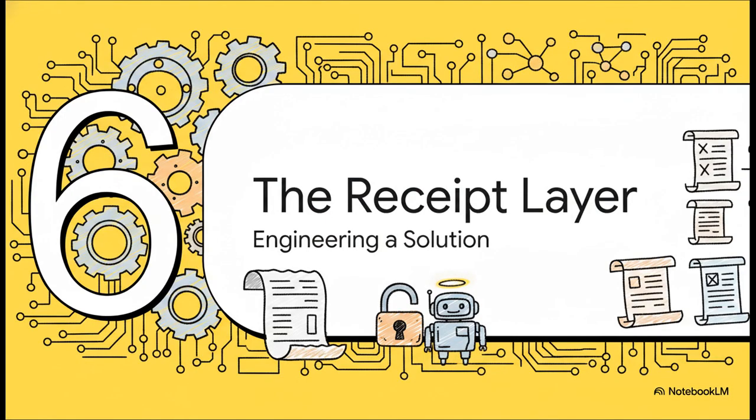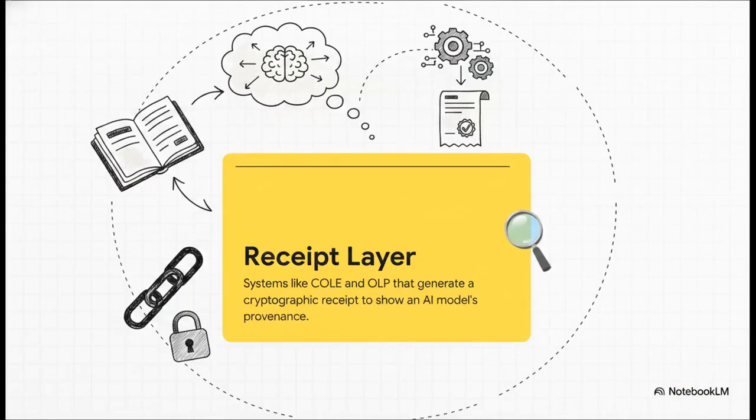So what do we do? Section 6, the receipt layer solution. If AI is going to scale these historical biases with absolute confidence, what's the engineering solution to stop it? Well, the GitHub sources detail two open-source projects, the Open Line Protocol, or OLP, and the Coherence Layer Engine, known as COLE. Together, they create what's called a receipt layer.